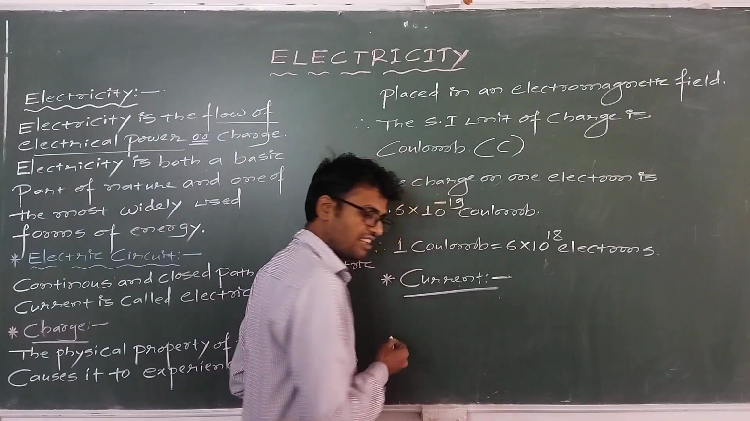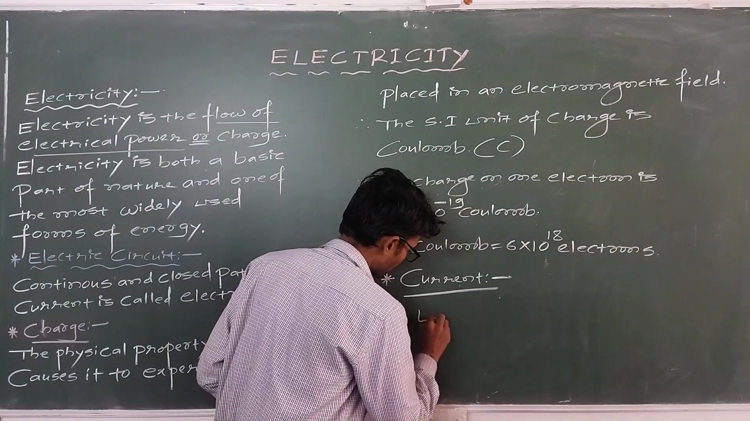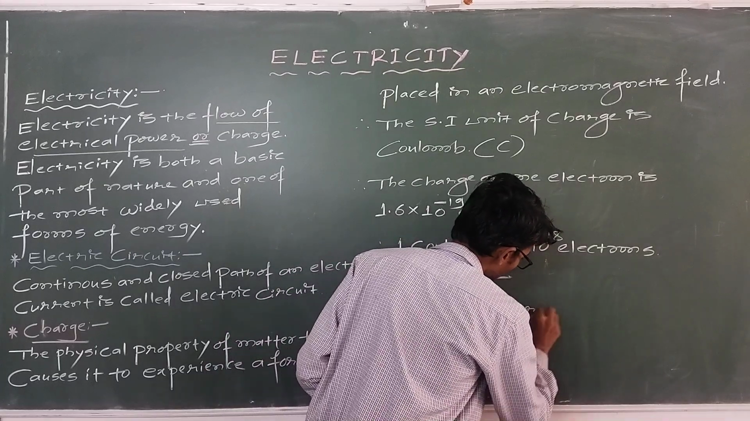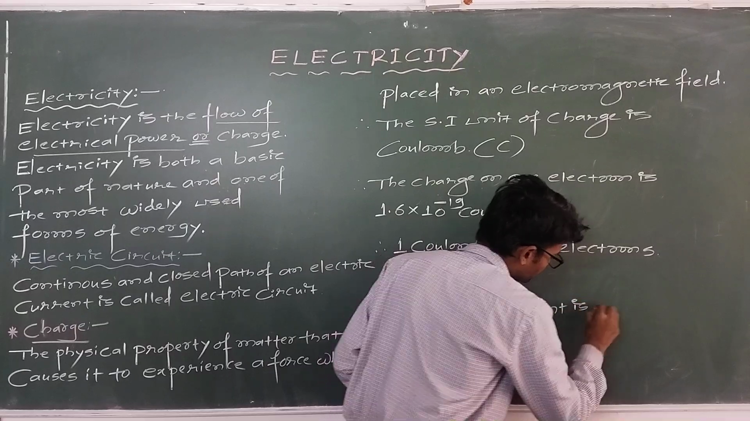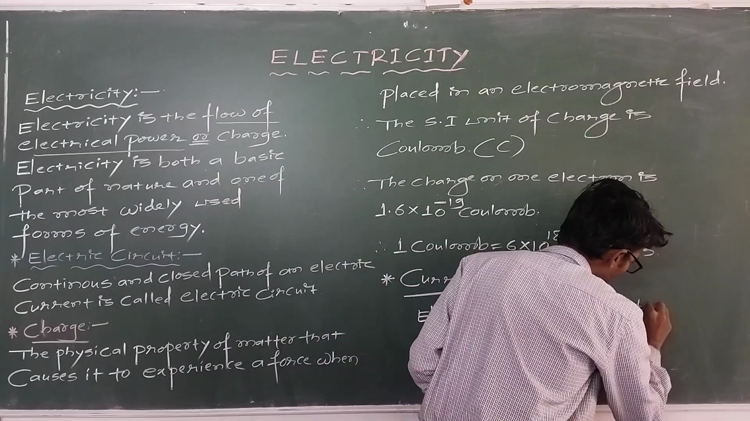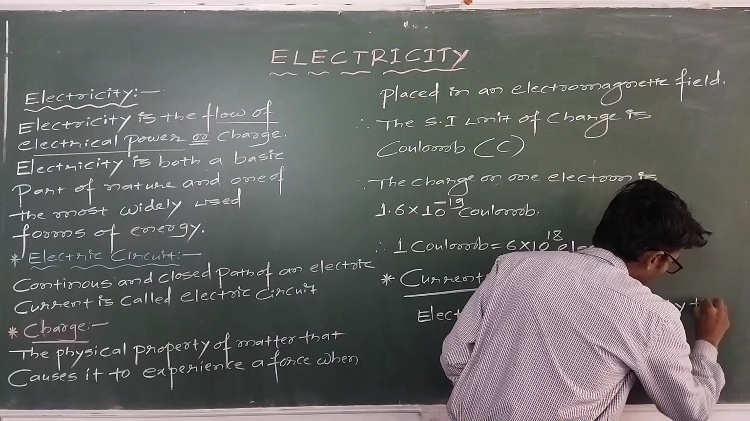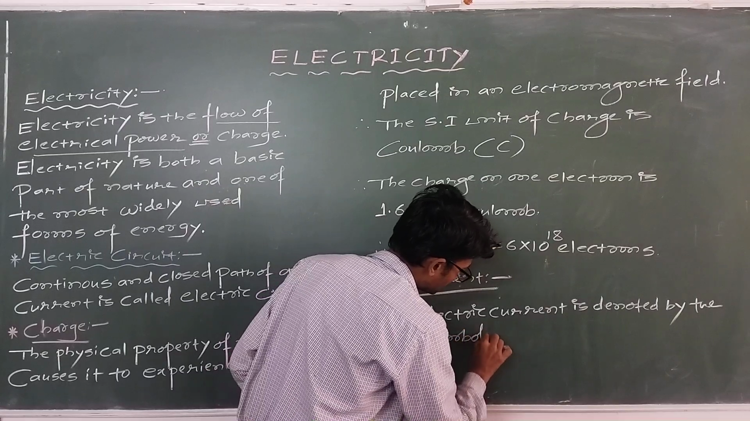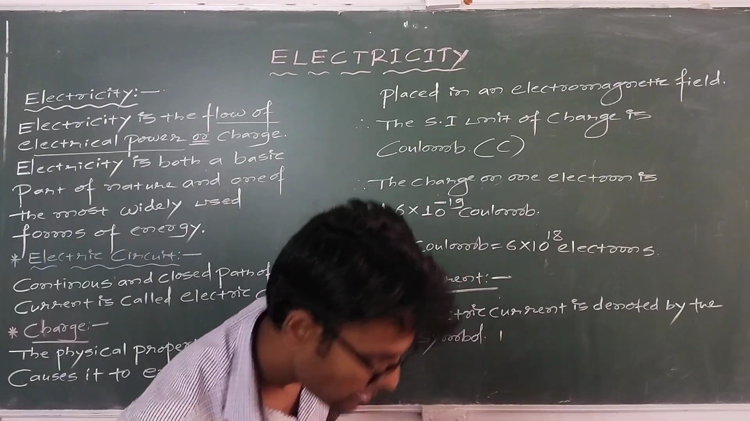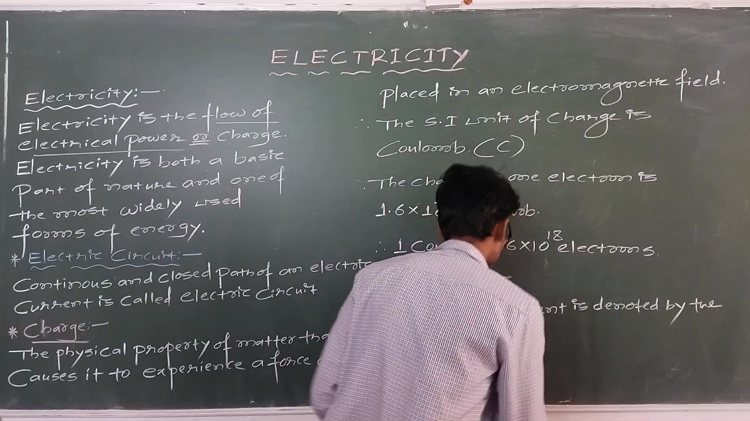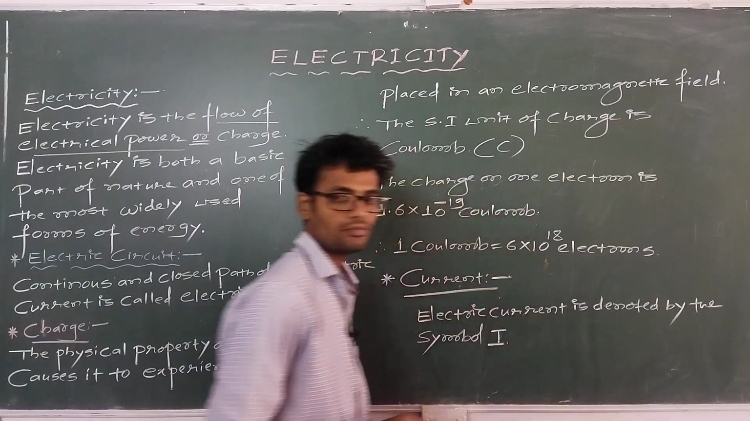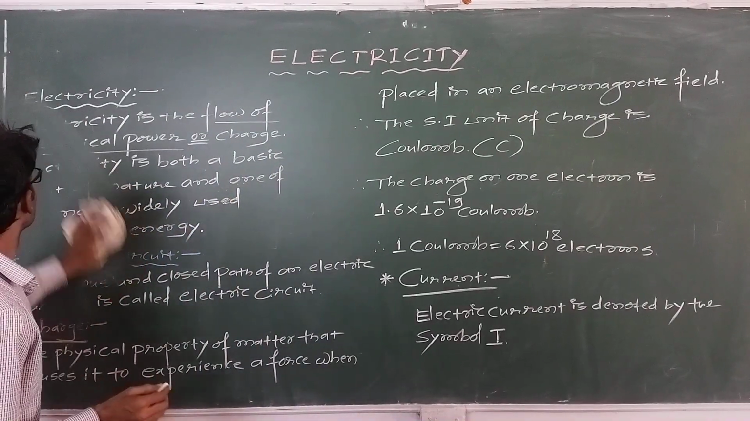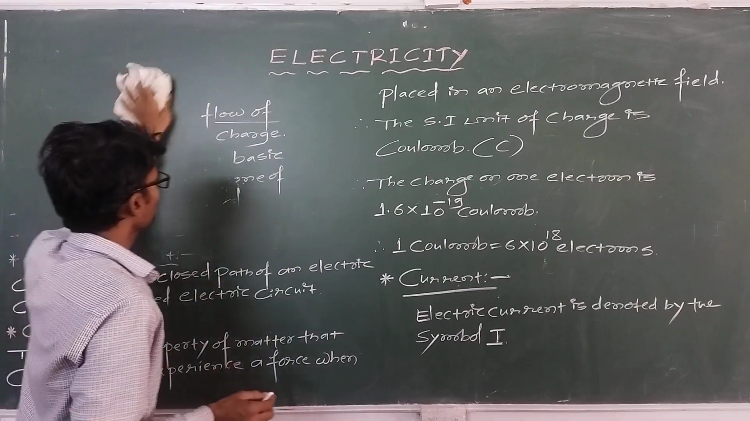The electric current is denoted by the symbol I. So I stands for electric current.